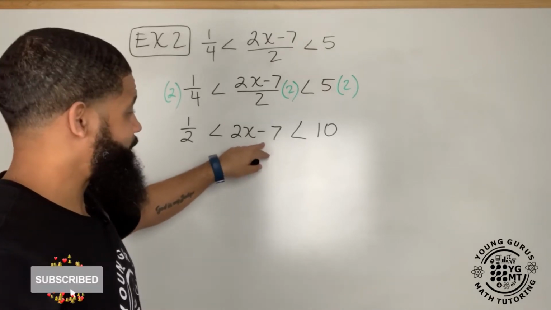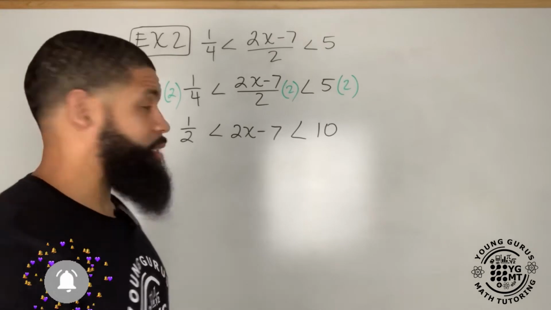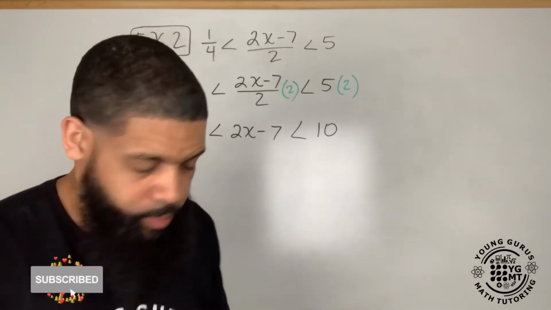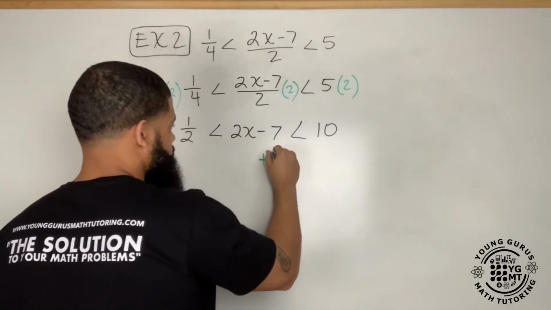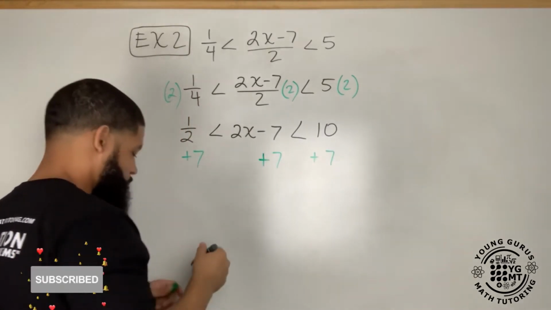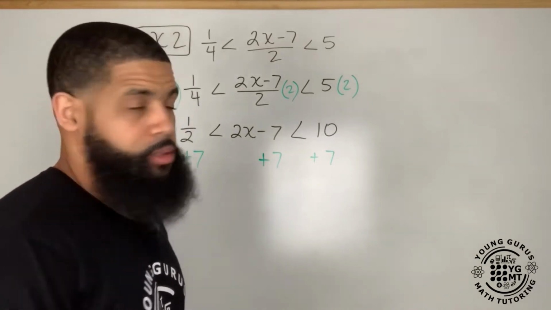So first I need to eliminate this subtraction. So the opposite of subtracting 7 is adding 7. So I'm going to add 7. Let's do a different color again. I'm going to add 7 here, I'm going to add 7 there, and I'm going to add 7 there. Ooh, yes, I have to add a fraction and a whole number.